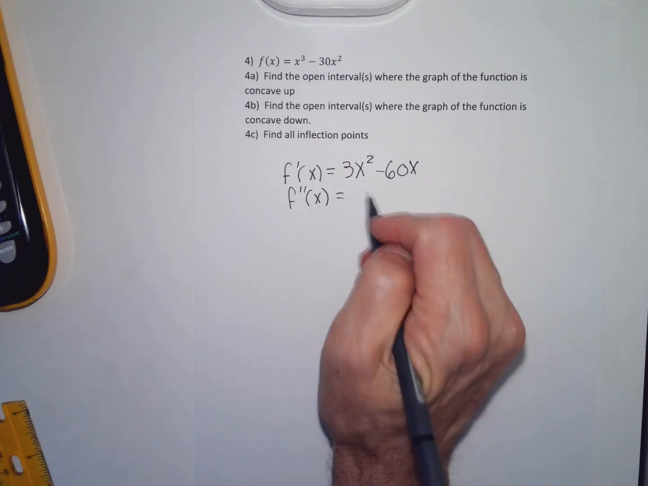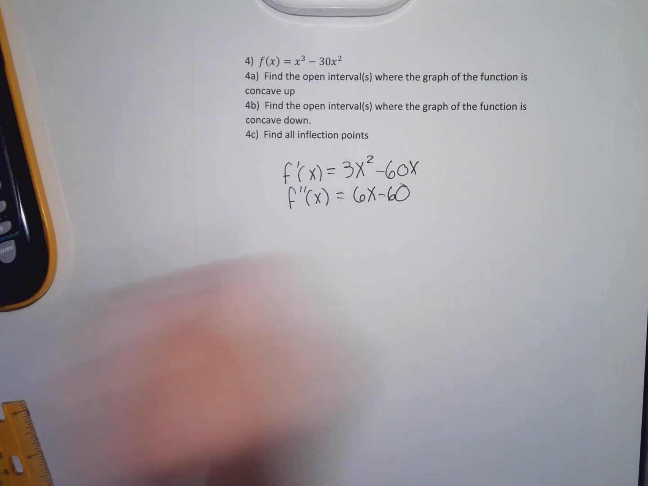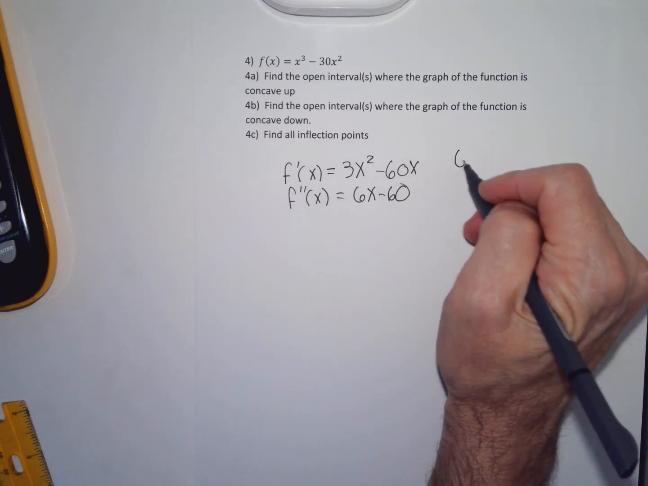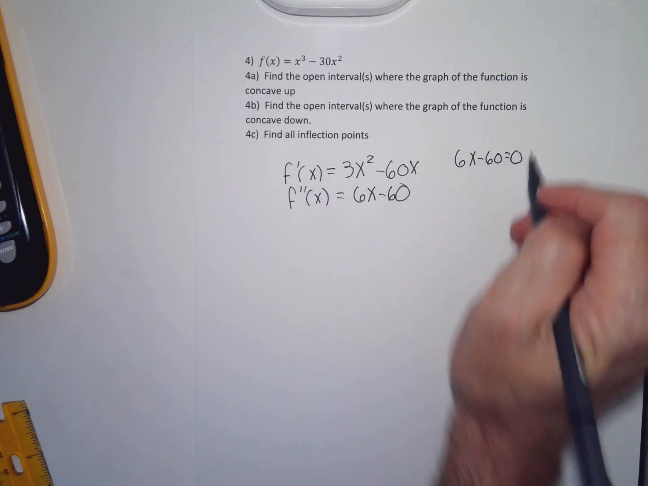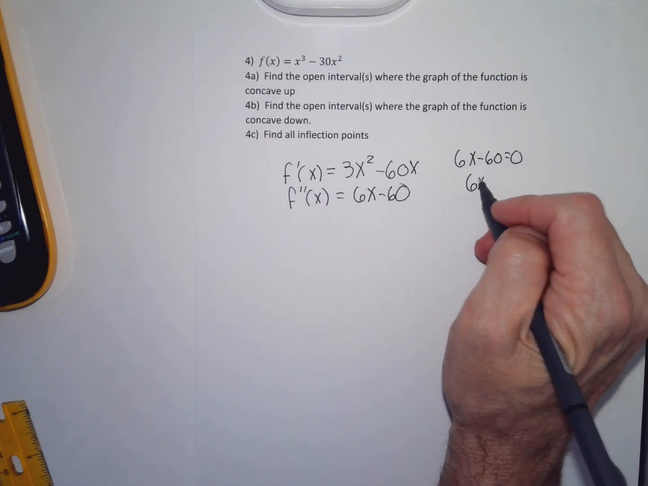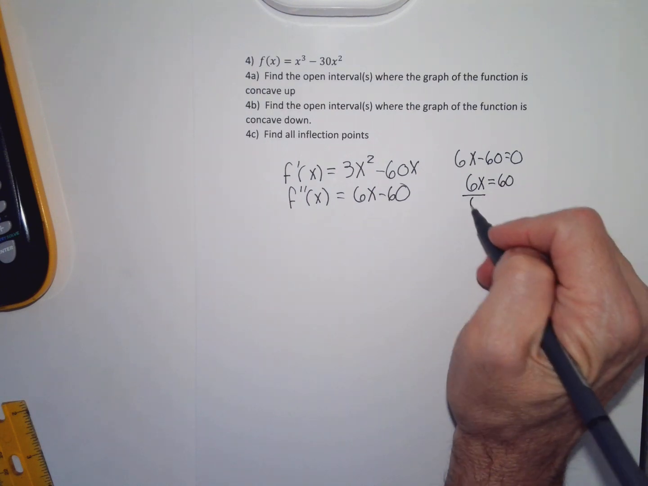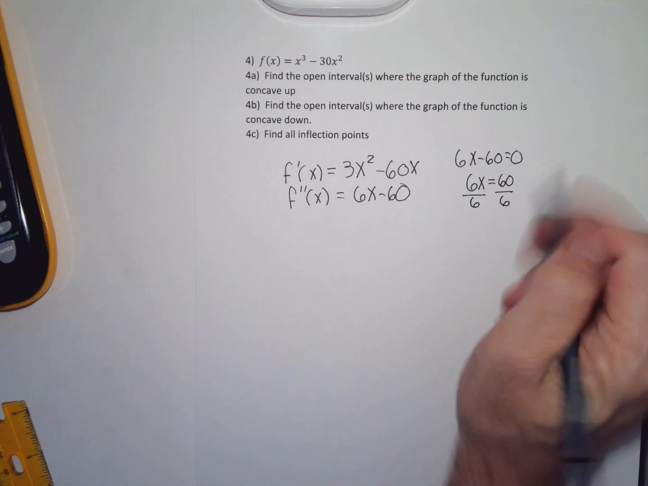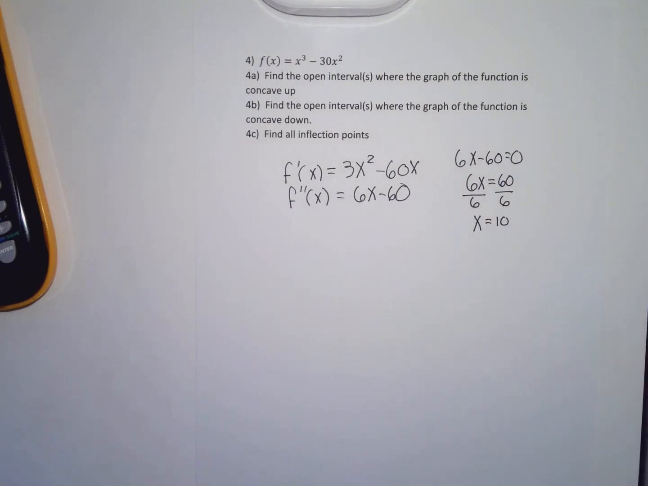The second derivative is going to be 6x minus 60. Once I get the second derivative, I set it equal to 0 to get my critical values. In this case, I'll set 6x minus 60 equal to 0. I'll add 60 to both sides and get 6x equal to 60. Divide by 6 and get my critical number of 10.